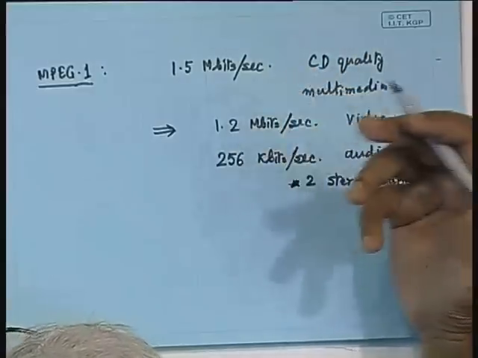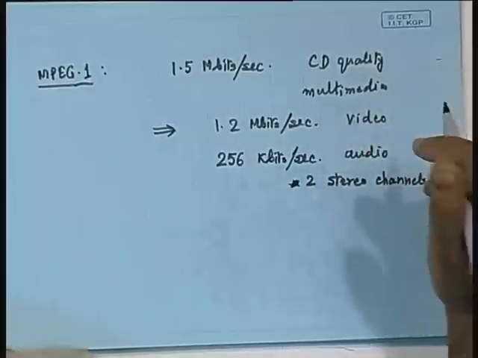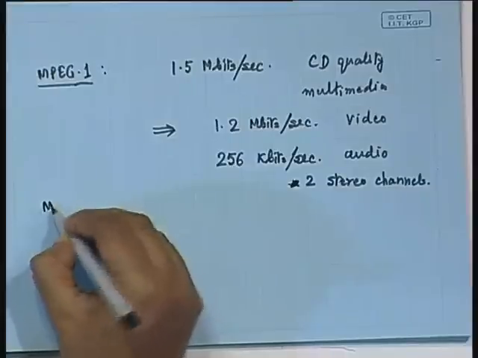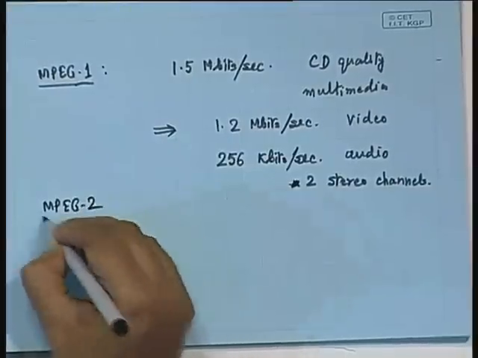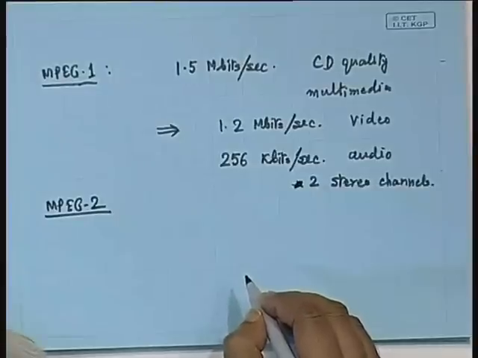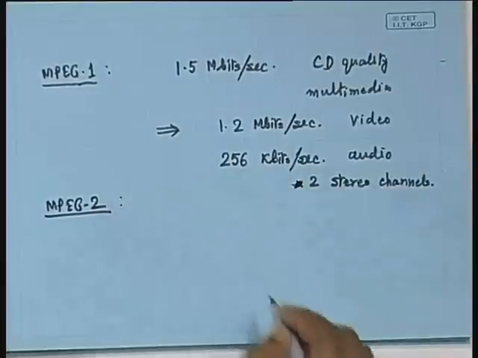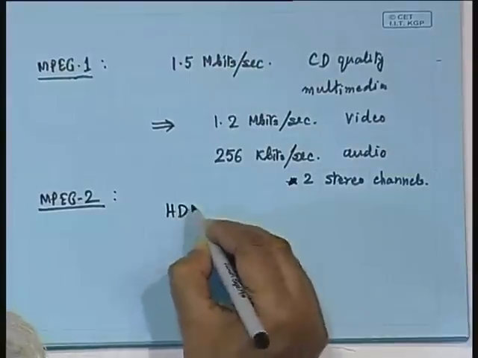So totally 1.456, and with all the other ancillary information like the synchronization and the header information, everything put together, you reach a bit rate of 1.5 megabits per second, which is the standard for MPEG 1. In MPEG 2, okay, there is an enhancement to this. In fact, as I had mentioned about MPEG 2 while discussing the video coding aspects, MPEG 2 basically caters for the HD TV applications.